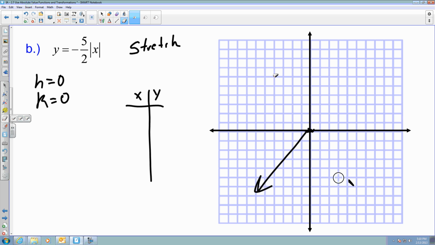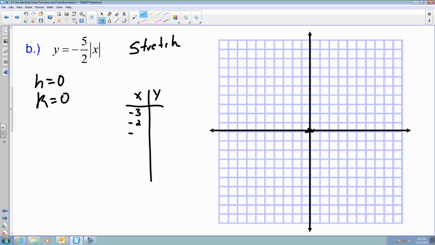I was just showing it to you to give you a little better idea. Okay. So because my vertex is at 0, 0, I can use the same values that I used before to help me plot the graph and then connect the dots.